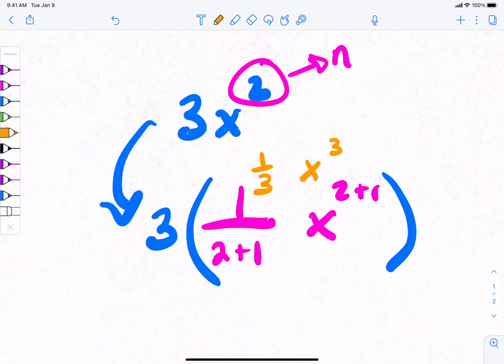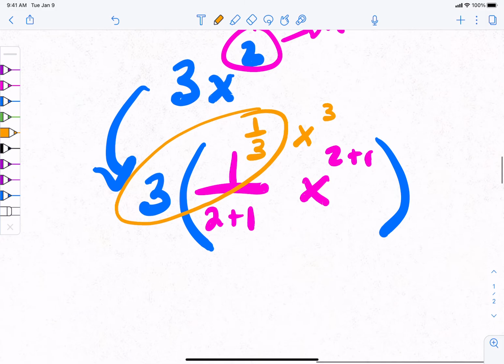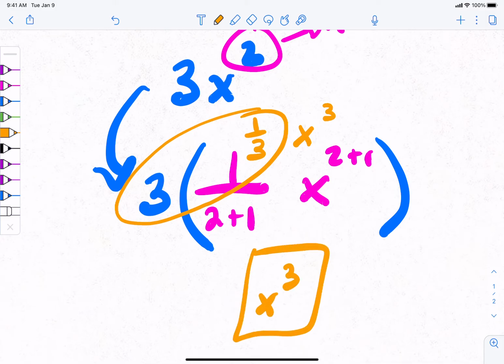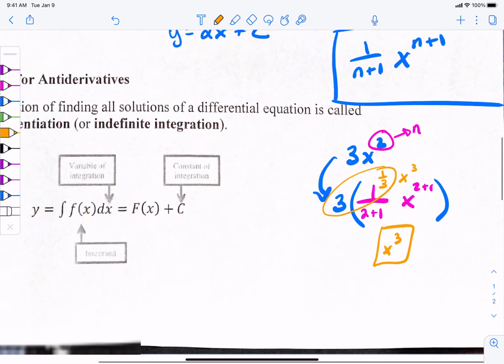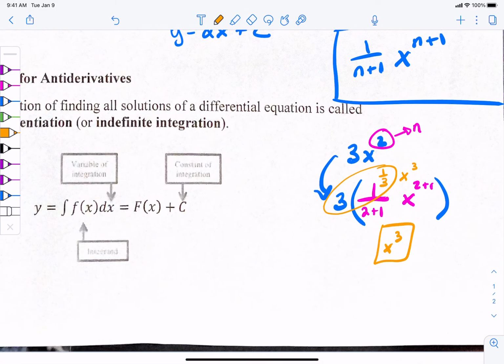So 1/3 x to the third power, when I do my 2 plus 1s. But what is 3 times 1/3? It's 1. Just 1, which is just x to the third power. 1/3 of 3 is just 1. Do you see how we get that? It gets easier the more you do it. So x to the third power. That's how you do the 1 over n plus 1, x to the n plus 1. If there's a number out in front, you just let it chill for a minute, then do your 1 over n plus 1 and simplify.